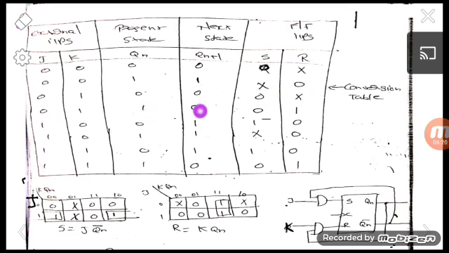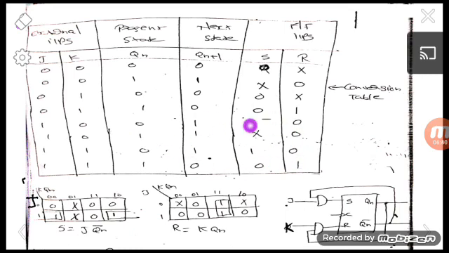For the 1 0 condition, based on the excitation table of the SR flip flop, if the present state is 1 and we want to change that into 0, the inputs S and R should be 0 and 1. So like that we are writing all the other conditions here.